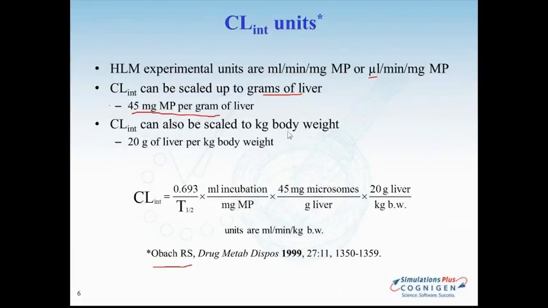You can also scale it up to kilograms of body weight. Typically there's 20 grams of liver per kilogram of body weight, and then using this equation you would get your clearance in milliliter per minute per kilogram body weight. A typical liver size is 1,500 grams, and the way you would get that is 20 grams per kilogram times a 70 kilogram human, which would be about 1,400.